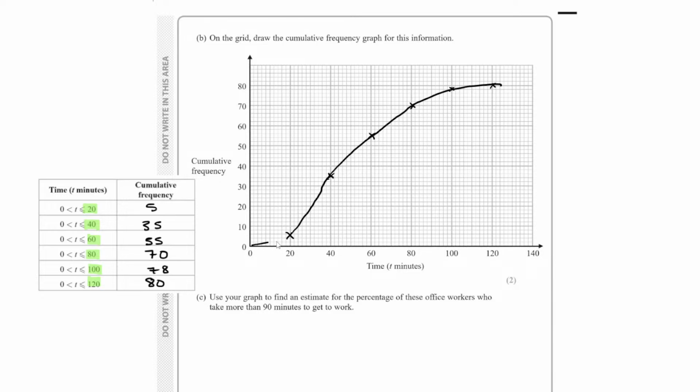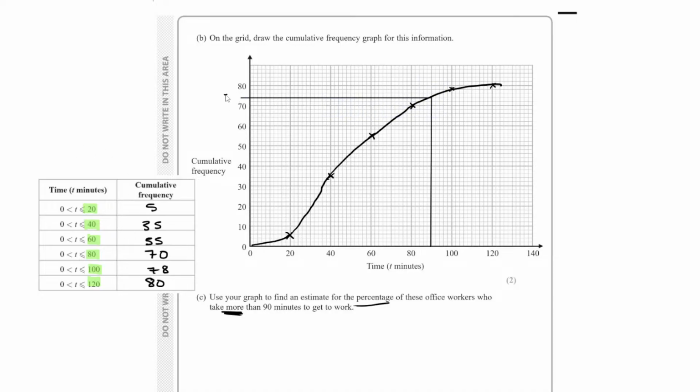Obviously on a piece of paper with a pencil, you'll be able to do a much better job than I can. Something like that. Part C, use your graph to find an estimate for the percentage of these office workers who take more than 90 minutes to get to work. So I'm going to draw a line at 90, obviously from the x-axis, because that's where the minutes are. Here, and then across to read off the cumulative frequency, because that will tell me how many people it is.